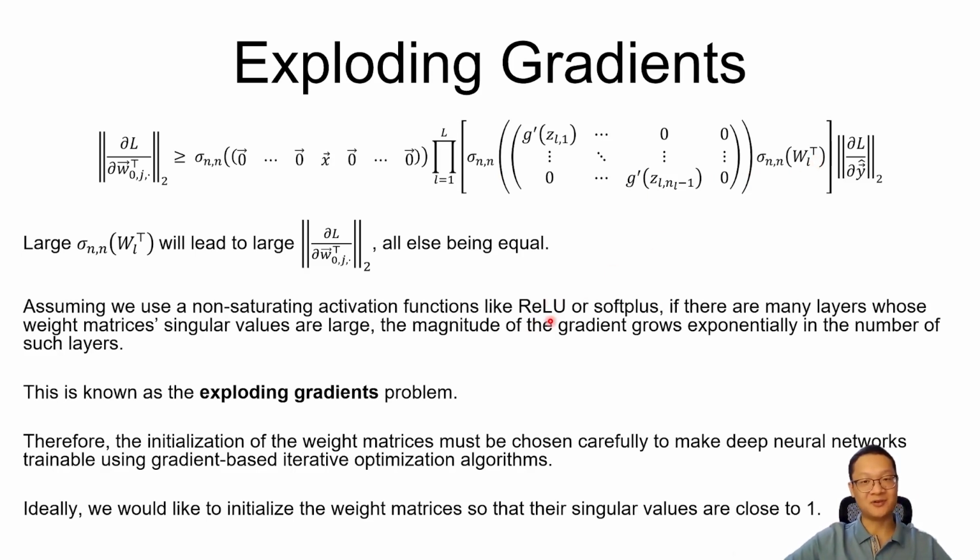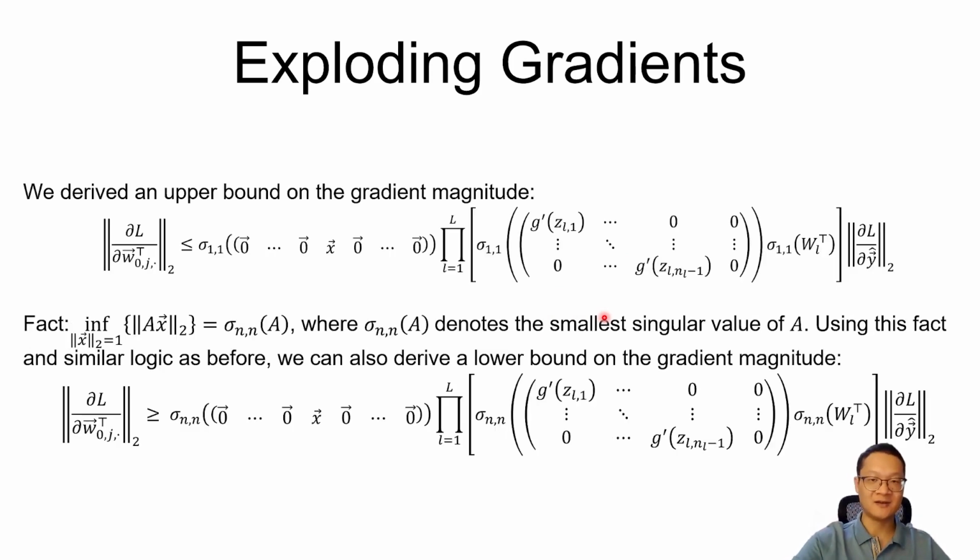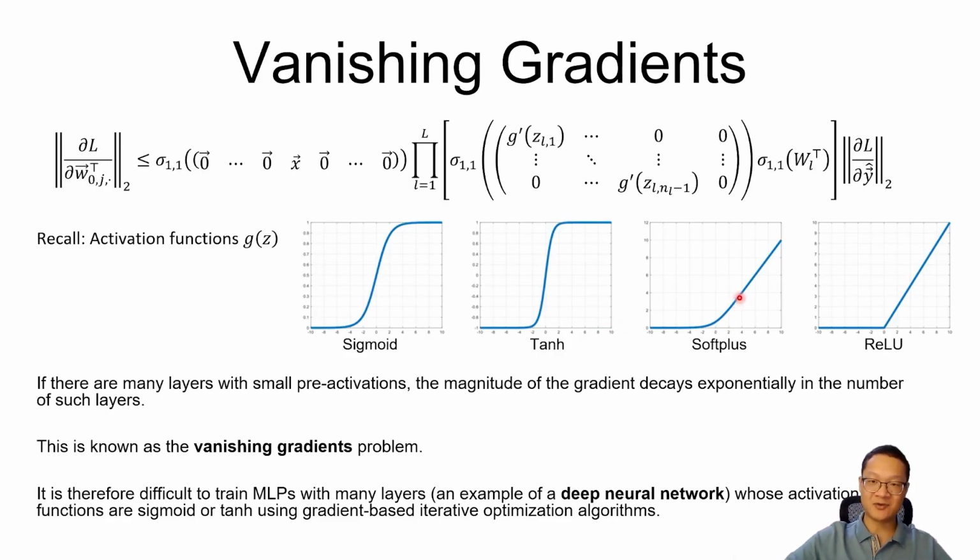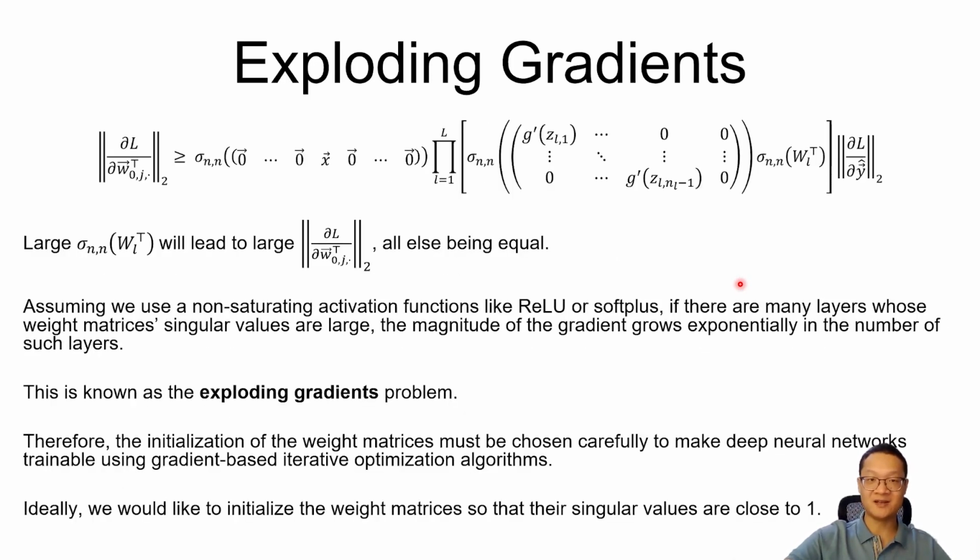Especially if we use the ReLU or the softplus activation functions, because they have a gradient of one on the right side. So you would have the sigma_n of these matrices being nearly one, multiplying the sigma_n's of these weight matrices, which could be very, very large. When you have a deep network with many layers and this keeps happening over and over, you would have many large numbers multiplied together. So this is the exploding gradients problem.